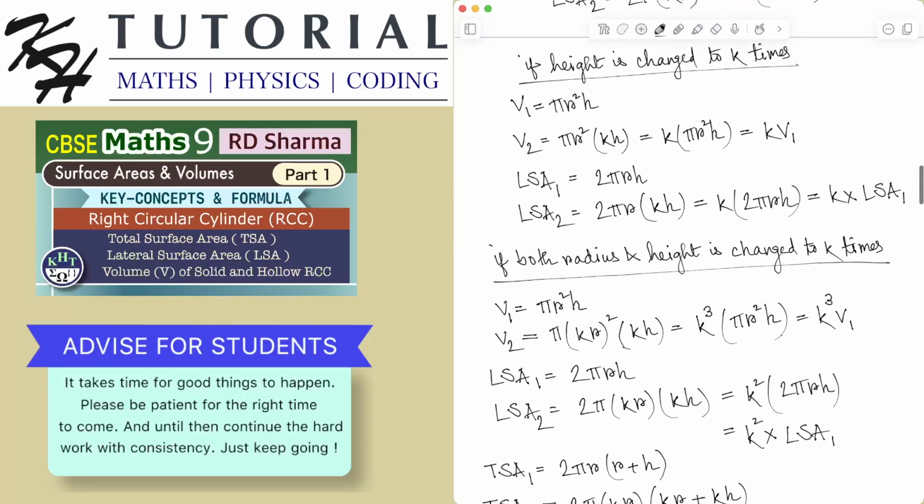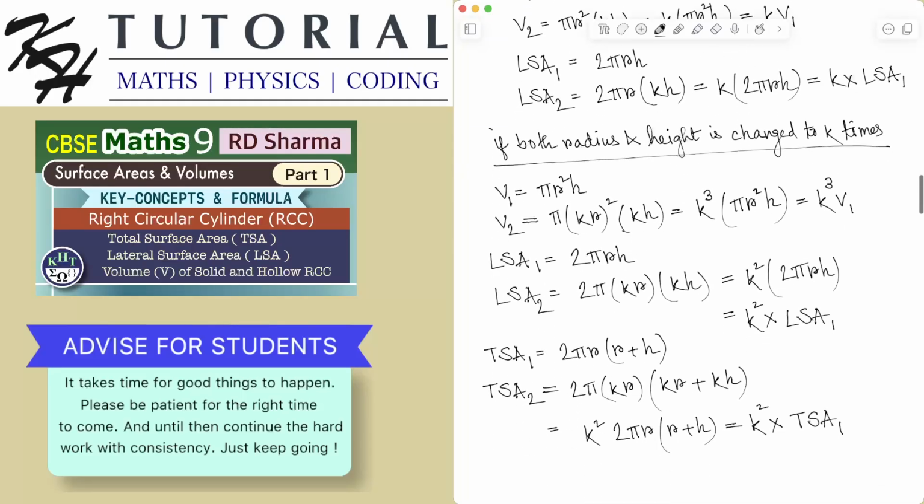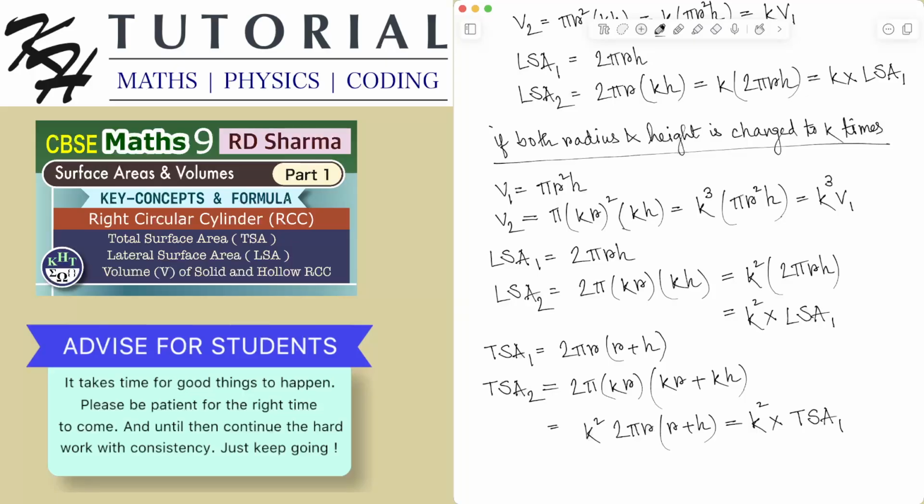Now if both the radius and height are changed to k times, what happens? The original volume was pi r square h, and you will see the new volume V2 is becoming k cube V1. So for a solid RCC, if the radius and height are both changed to k times, then the volume is changed to k cube times.